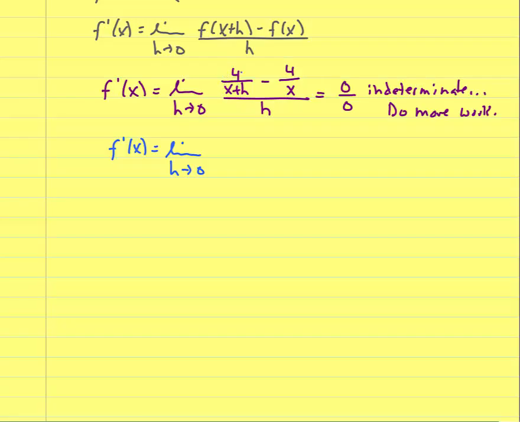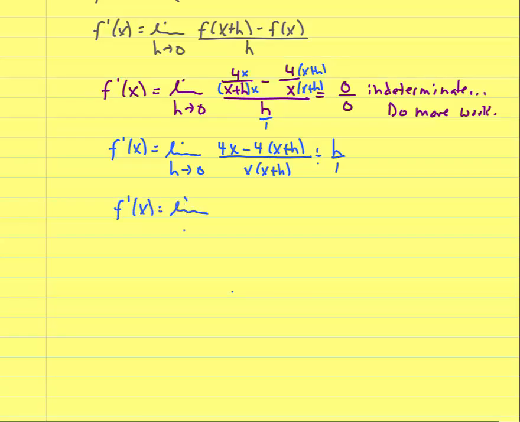So here I'd multiply top and bottom by x. Here I'd multiply top and bottom by x plus h. So I'd be left with 4x minus 4 times the quantity x plus h all over x times x plus h, and that's divided by h over 1. Okay, I'm going to keep simplifying. Do not drop your derivative notation. Do not drop your limit notation. And again, the tricky part here is to make sure that this negative gets distributed. So I'd have a minus 4x minus 4h all over x times x plus h.